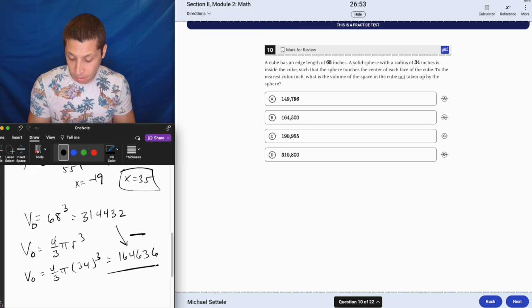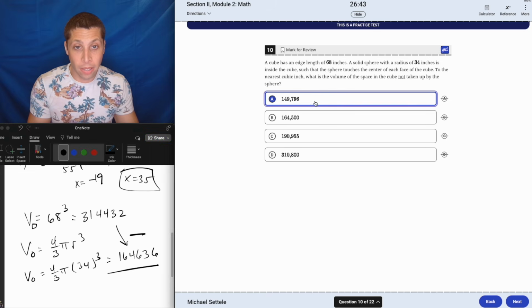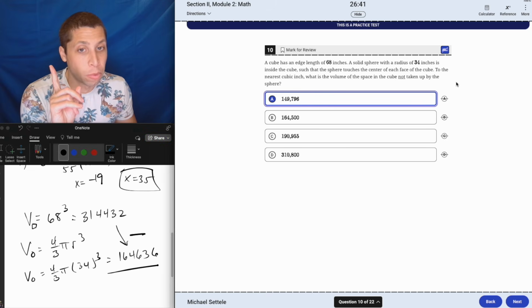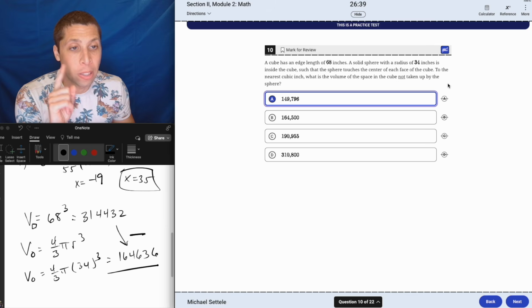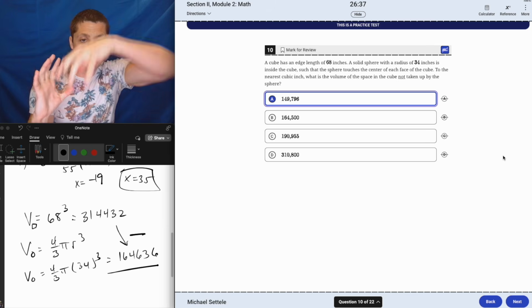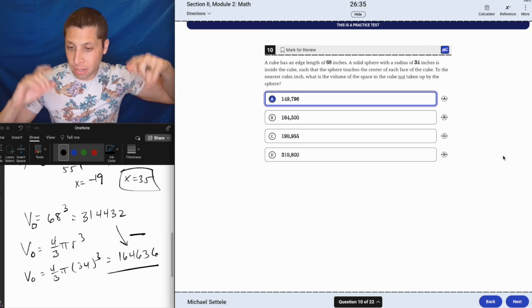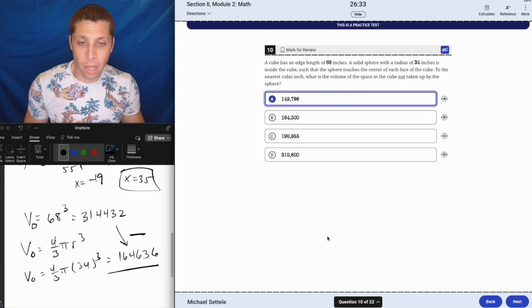Subtract 3, 1, 4, 4, 3, 2, minus 1, 6, 4, 6, 3, 6, 1, 4, 9, 7, 9, 6. Let's just make sure that's what they want. What is the volume of the space in the cube not taken out of the sphere? So you got a cube, pull out a sphere, there's a little empty space. That's what we want. Good.